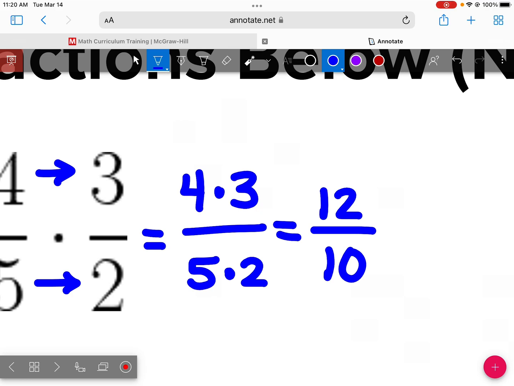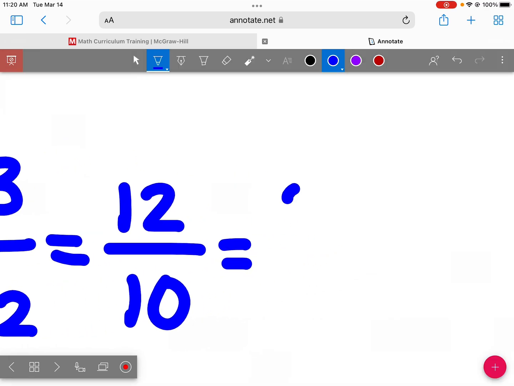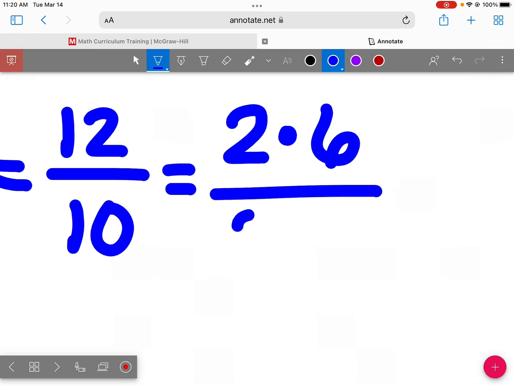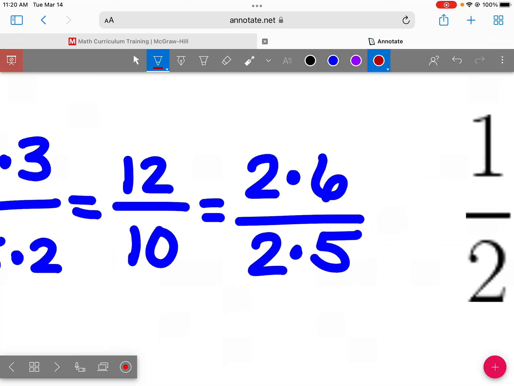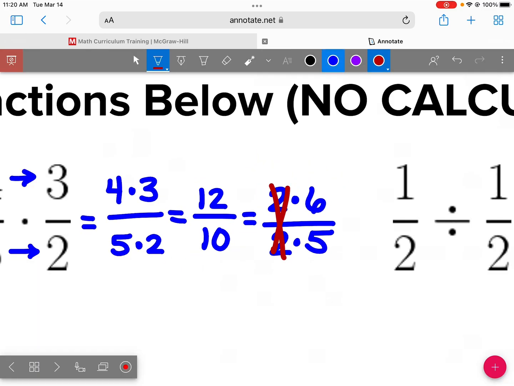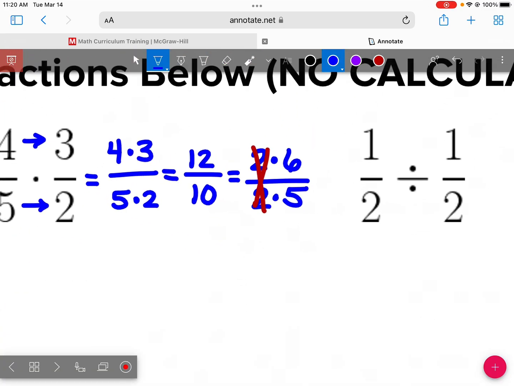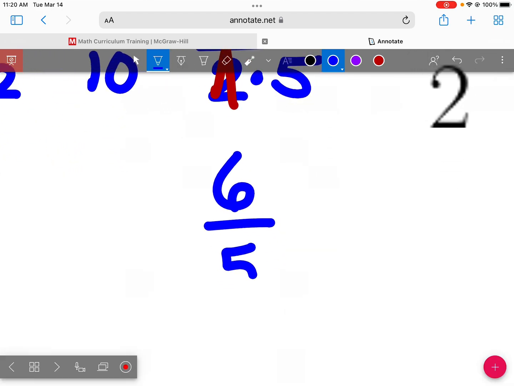Can that reduce at all? Is there anything that would go into both the top and the bottom? 2. I can rewrite 12 as 2 times what? 2 times 6, and I can rewrite 10 as 2 times... When I have a common factor between the top and the bottom, that will cancel out. So fully reduced, my answer to this second one would be what? 6 over 5.